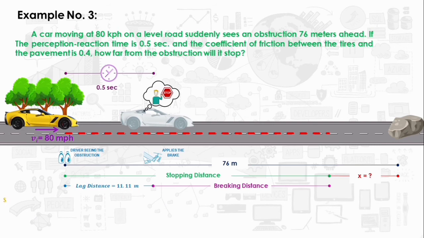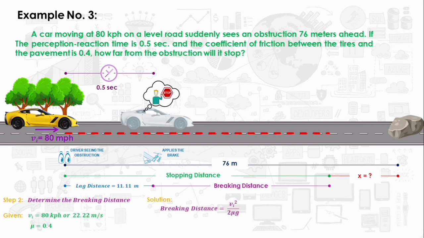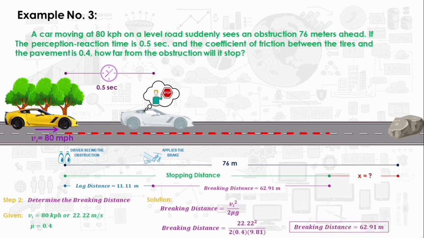After obtaining the lag distance, we have to determine the braking distance given the initial velocity of 22.22 meters per second and the coefficient of friction of 0.4. Using the equation for braking distance equals Vi squared divided by 2 mu g, or braking distance equals 22.22 squared divided by 2 times 0.4 times 9.81, we will have braking distance of 62.91 meters.